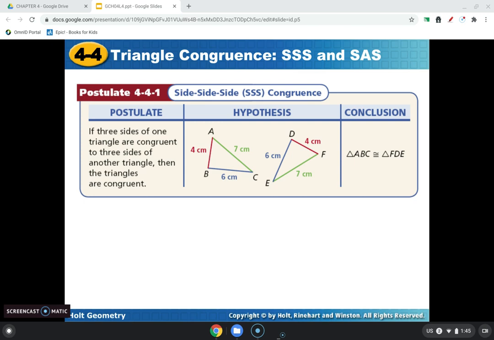Geometry lesson 4.4. We're going to start to prove triangles congruent. Here we go. Side, side, side, SSS. Our first triangle congruence postulate is side, side, side.